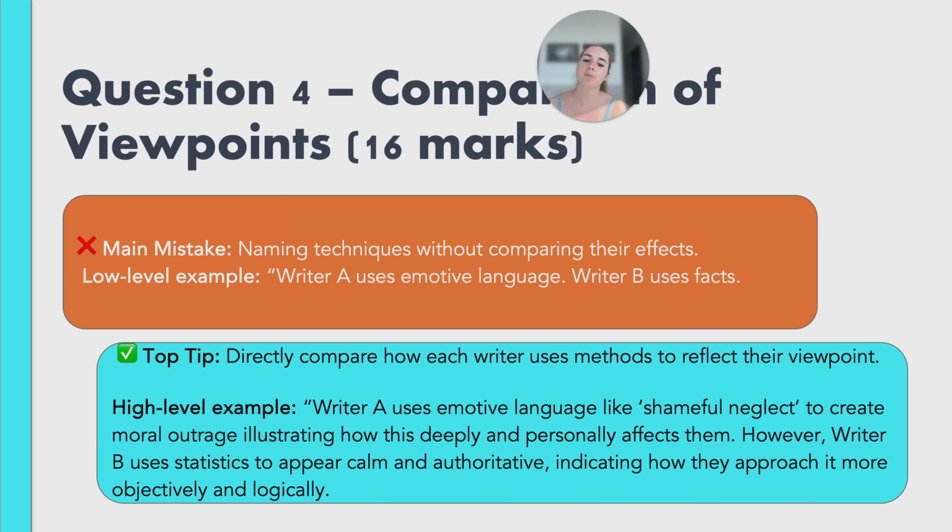So a high-level example would be: writer A uses emotive language like "shameful neglect" to create moral outrage, illustrating how this deeply and personally affects them. So we can see there's emotive language, but what does it do? It creates moral outrage. So I'm talking about the effect, and then I've explained what it does to them. Then I said, however, writer B uses statistics to appear more calm and authoritative, indicating how they approach it more objectively and logically. So again, I've talked about statistics and what the effect of it is, and then I've explained it. That way I'm comparing the effects, because I'm talking about emotive language versus facts, and comparing how the writers have done it and what that shows about them and their opinions.